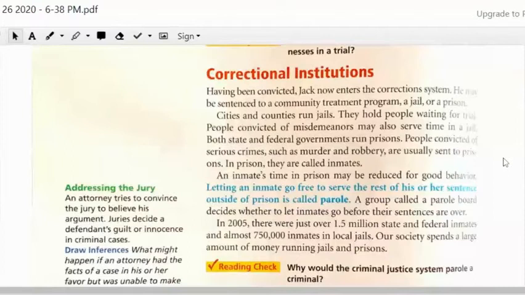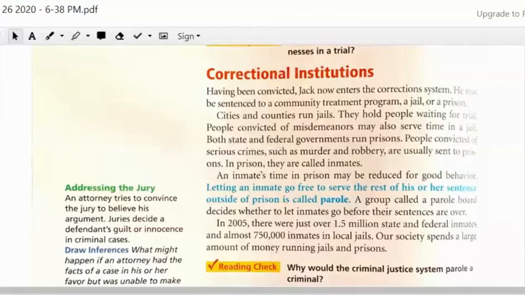Correctional institutions. Having been convicted, Jack now enters the corrections system. He may be sentenced to a community treatment program, a jail, or a prison. Cities and counties run jails. They hold people waiting for trial. People convicted of misdemeanors may also serve time in jail.